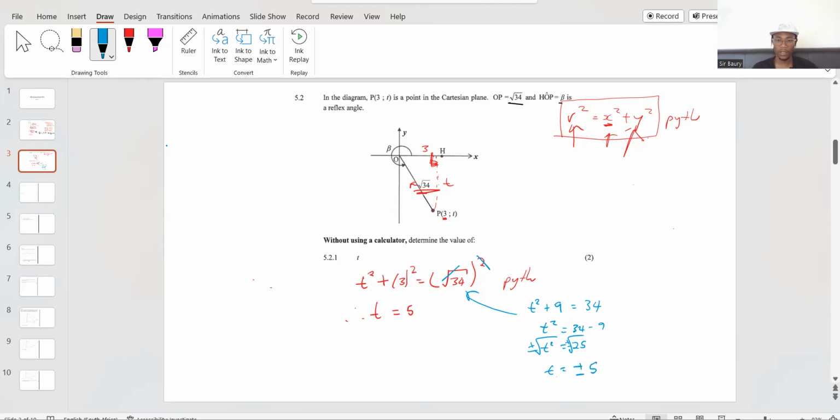So what's going to tell me the sign? It's going to be here on the Cartesian plane. I have y here: negative values here, then positive values here. For the x, positive values here, then negative values here. So t being below the x-axis, it's going to be equal to negative 5. So therefore, t is equal to negative 5. That's what happened there. So my answer is negative 5.